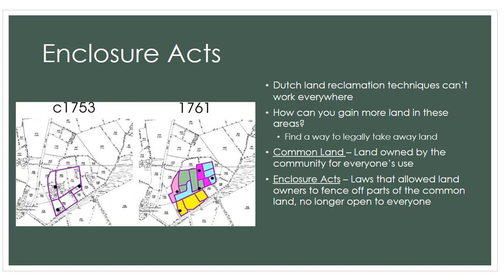So the way that they legally took this land was through the Enclosure Acts. And these were a series of laws passed by Parliament. And these laws allowed landowners to fence off parts of the common land, and then it became the property of the people who fenced it off. So we could see here, there's some common land that is now being fenced off into different people's property.